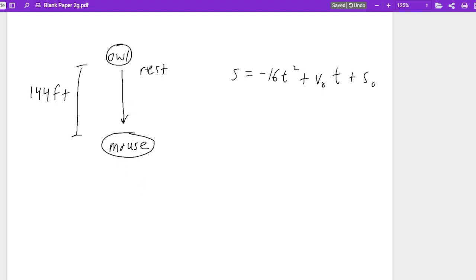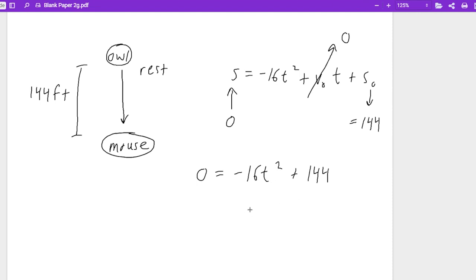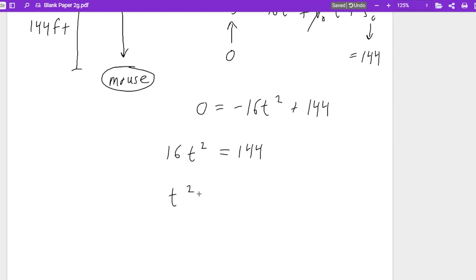Well, once again, to do this, the fact that it's at rest means that v naught is 0 and s naught is going to equal 144. Also the same as last time, that final position s, that's going to be 0 because we're counting 0 as the ground. Maybe I didn't explain it the best in the last one, but nonetheless, I can say it now. So 0 equals negative 16t squared plus 144. Again, it's the exact same thing. Add 16t squared to both sides. So we get 16t squared equals 144. Then divide both sides by 16. T squared is going to equal 144 over 16.